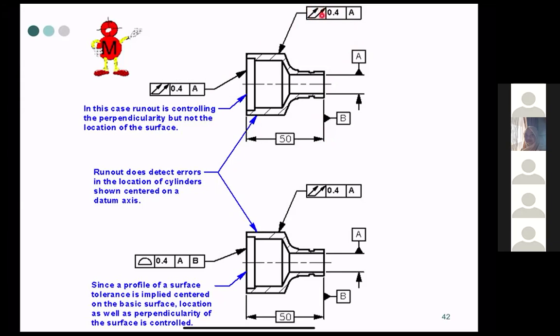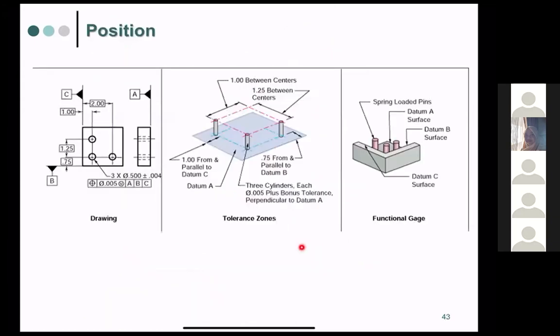So this is, for example, run out, okay, this one, or this is the both surface. Yes, this is just some example. Okay, and then another one is position. Okay, position tells you with center point like this.